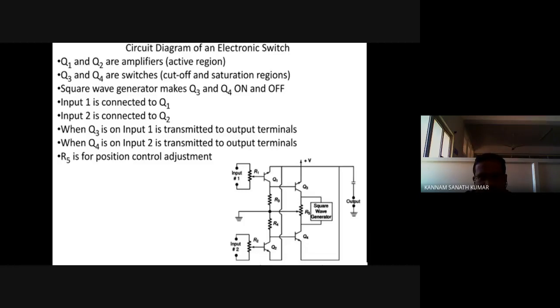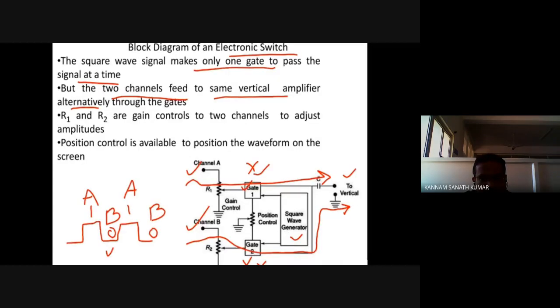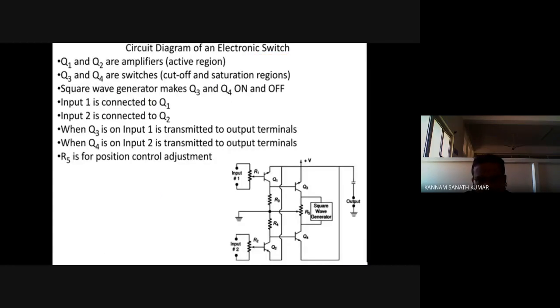Suppose the signal is 0. What happens? Q3 is off and Q4 will be on, so the channel B signal will be transmitted to the vertical amplifier. Like that, alternatively the switch is connected to channel A and channel B. R5 is the position control, used for adjusting the position.